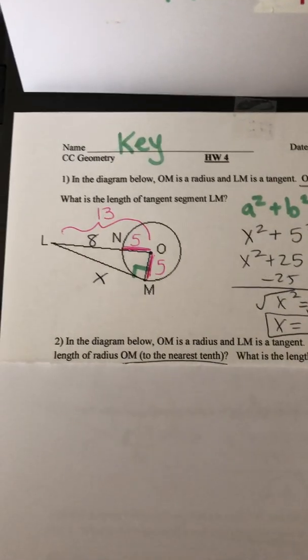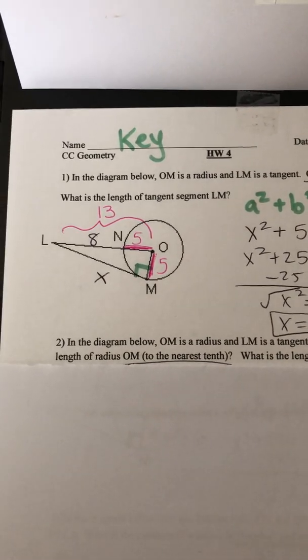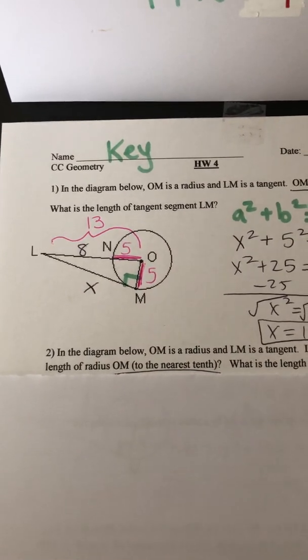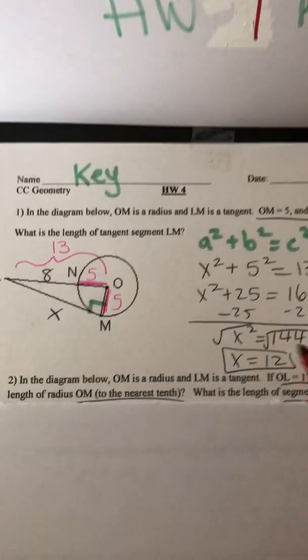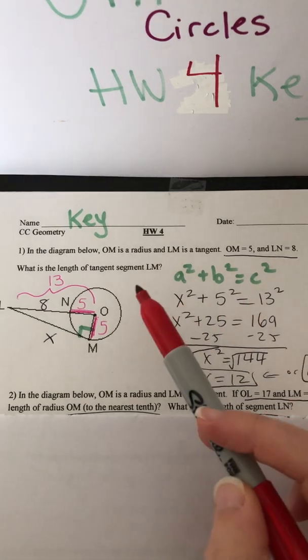It's very important in this unit to notice when there's a right angle and when there isn't a right angle. It's also important that these questions are now dealing with lengths. So it tells us that OM is 5, LN is 8. What's the length of LM?